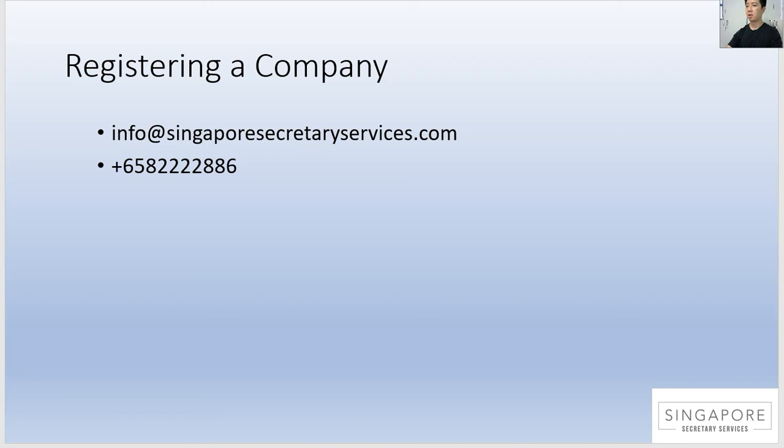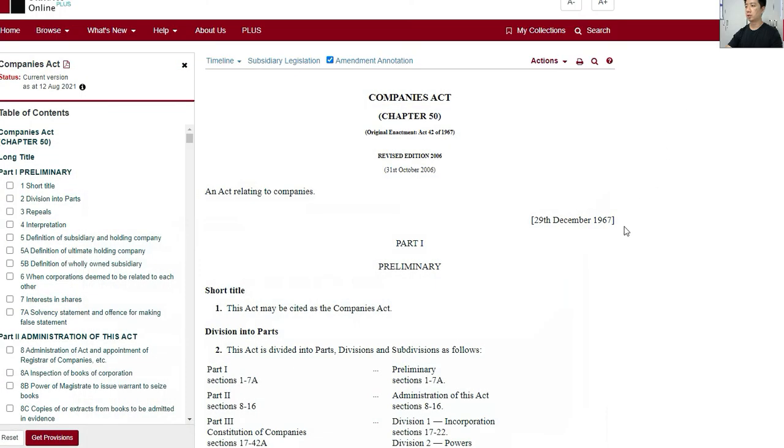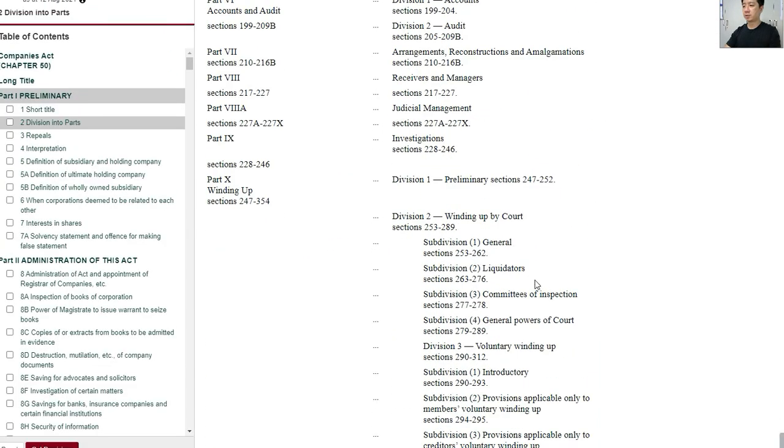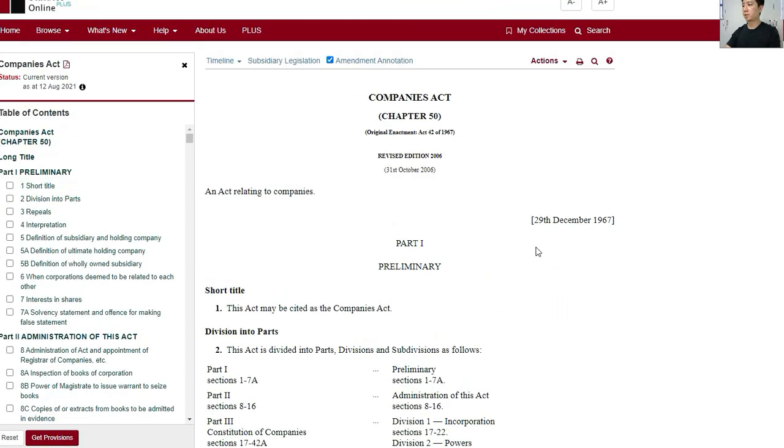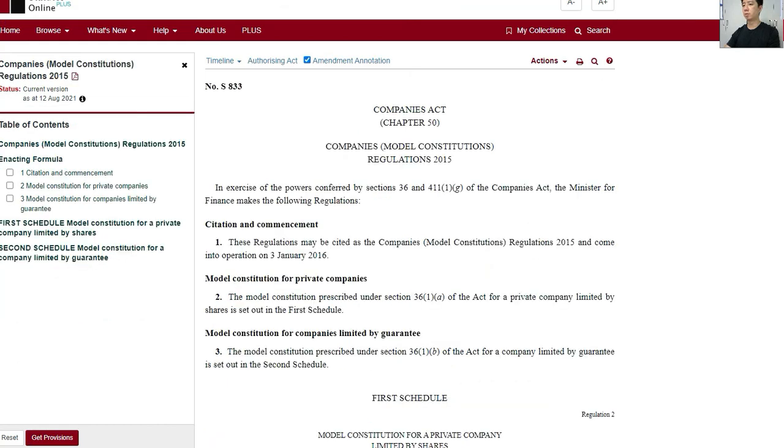Okay, so now what I'm going to do is show you the Companies Act. Okay, so this is the Companies Act. You can just Google it. This actually governs how companies are run in Singapore. Okay, and you want to take a look at the company constitution. You can just Google Model Constitution. And this is the Model Constitution. Okay, so you can take a look at the Model Constitution.